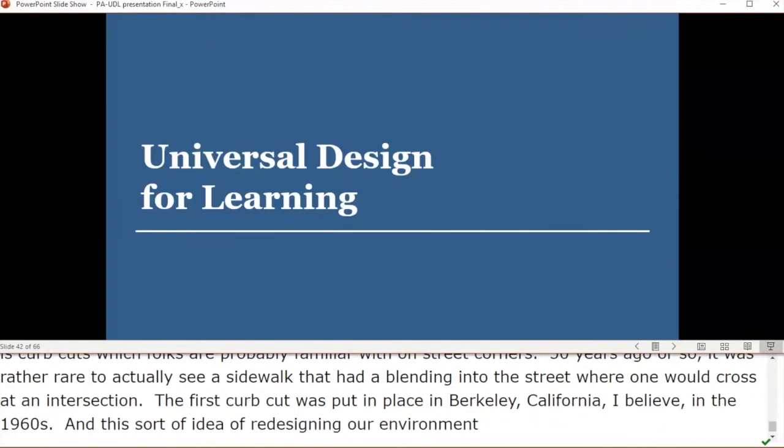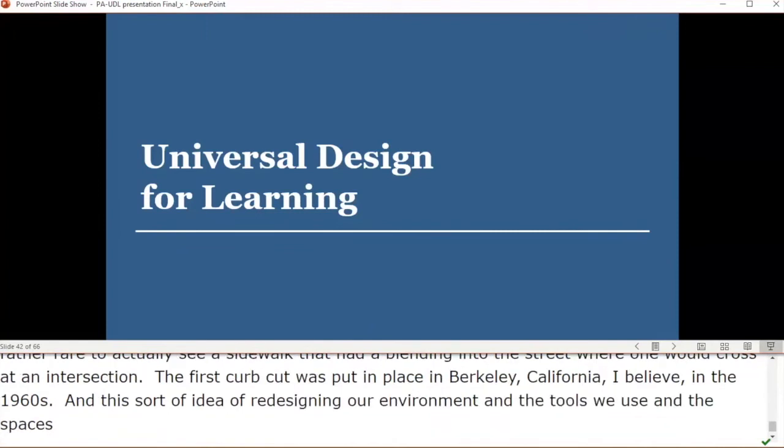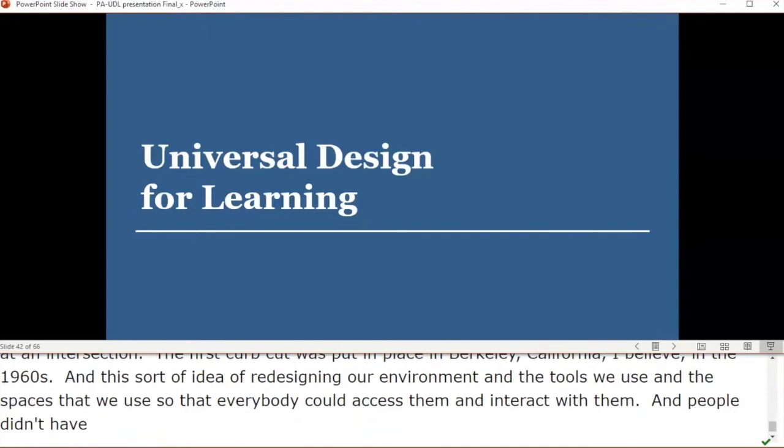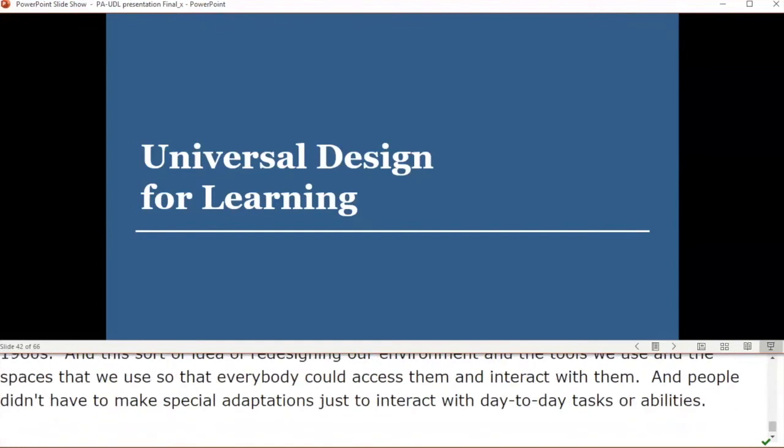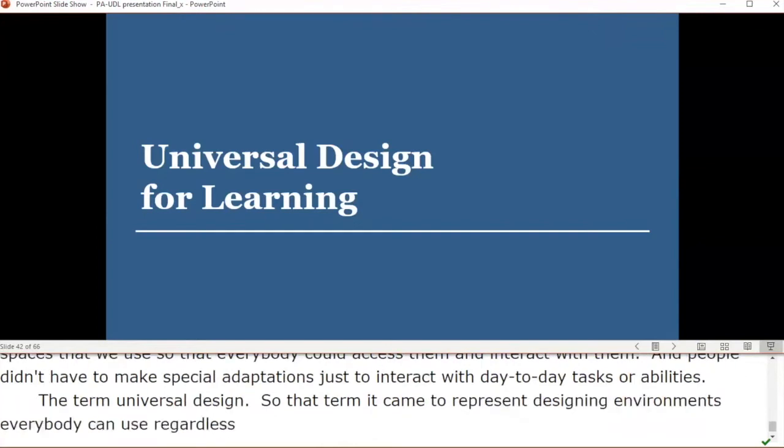And this sort of idea of redesigning our environment and the tools that we use and the spaces that we use so that everybody could access them and interact with them, and people didn't have to make special adaptations just to interact with day-to-day tasks or abilities, was termed universal design. And so that term came to represent designing products, designing environments everybody can use, regardless of their age or their ability or any other potential limiting factors that might exist.